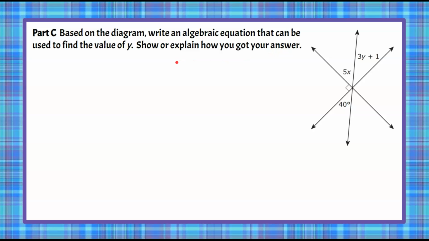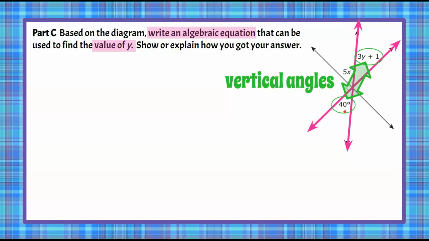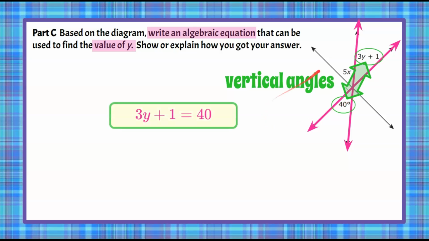Welcome back. So as I look over at my diagram, I know that I'm going to be writing an algebraic equation for y. So here's where y is. Y is right here. So I can see that I have just these 2 intersecting lines I want to look at, because I can see if I just highlight these that we have 3y plus 1, and it is a vertical angle to 40 degrees. We know that vertical angles are opposite each other when 2 lines intersect, and they are congruent to each other. So we know that 3y plus 1 needs to be equal to 40, and there's our equation.